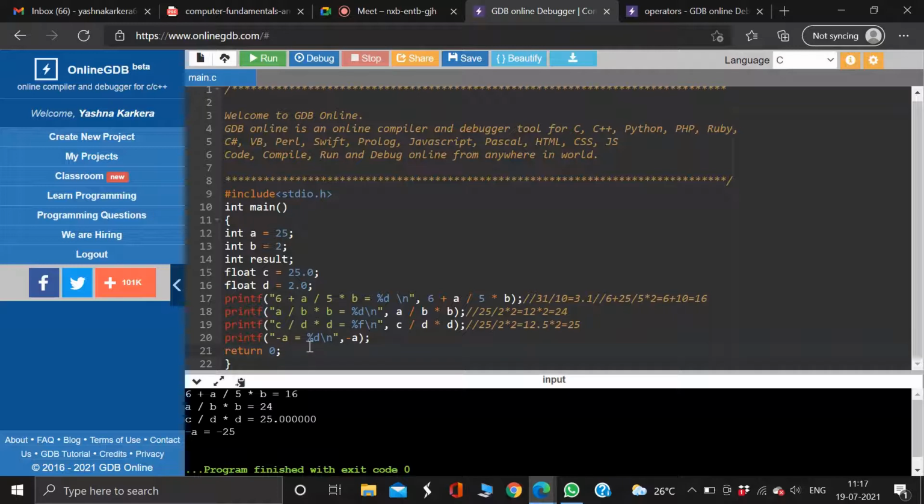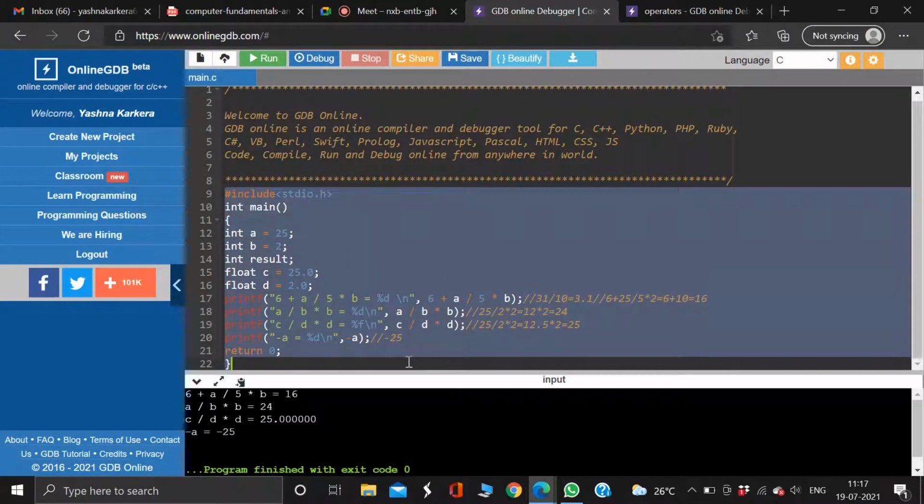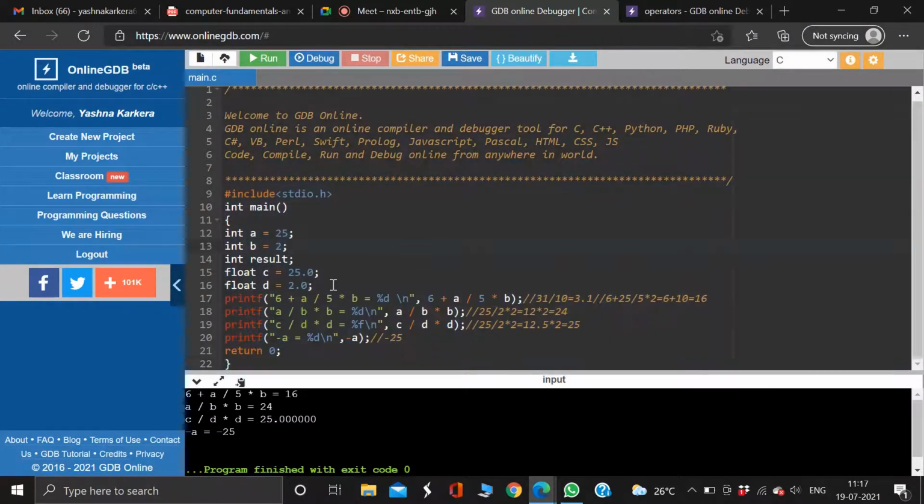This was quite easy. A's negation, which was minus 25. I guess the last one was very easy, but still a lot of you made mistakes. So now is this part clear? So the BODMAS rule and all that is clear now.